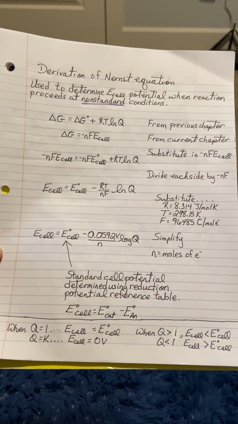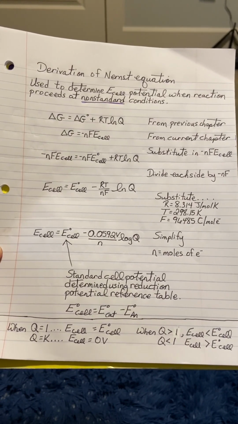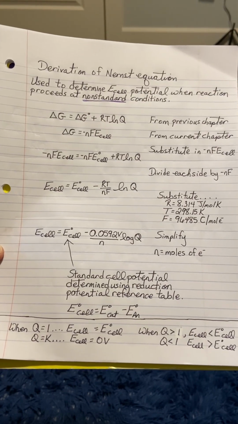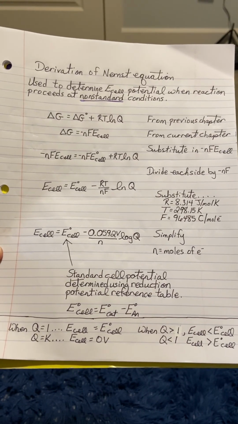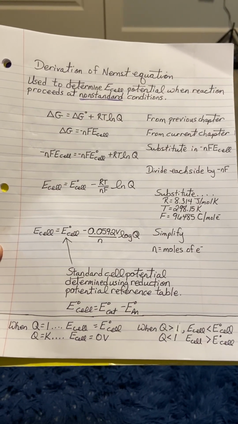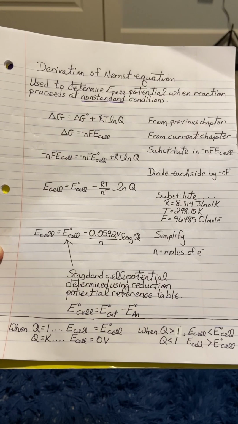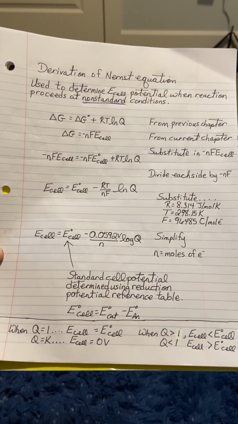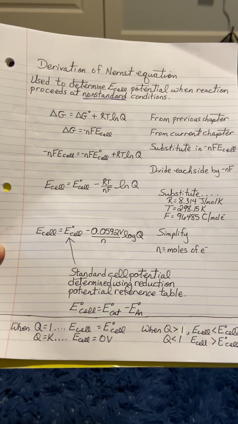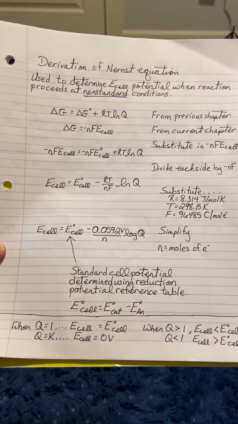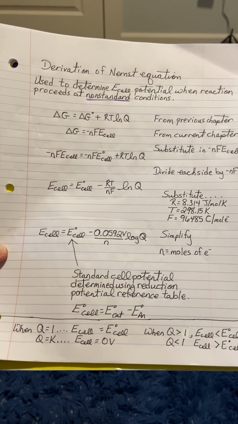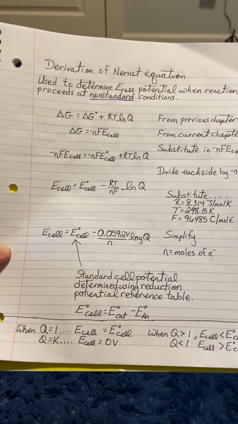Now let's divide each side by the product negative NF. That leads us to E cell equals E cell standard value minus RT over NF ln of Q. We can go ahead and substitute in our standard values for R, T, and F. Simplify it, and we get E cell value at non-standard conditions is equal to the standard cell potential minus 0.0592 volts divided by N, remember where N is moles of electrons involved, times the log of Q.